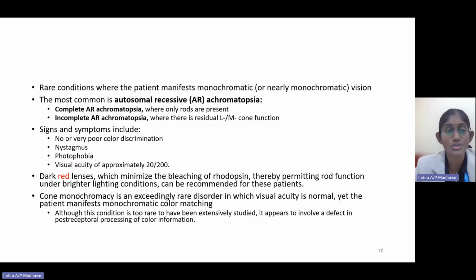Although this condition is too rare to have been extensively studied, it appears to involve a defect in post-receptor processing of color information.